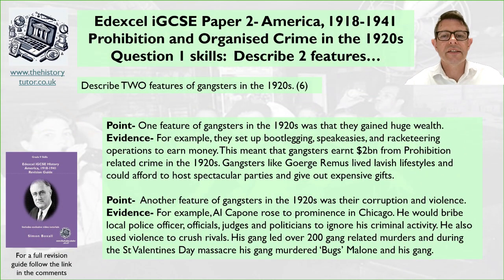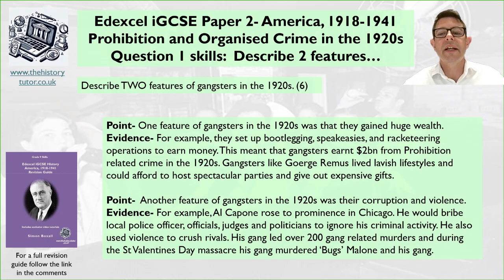Okay, so here's my idea. One feature of gangsters in the 1920s was that they gained huge wealth. Hopefully you thought of that idea. So, for example, they set up bootlegging, speakeasies and racketeering operations to earn money. This meant that gangsters earned $2 billion from prohibition-related crime in the 1920s. Gangsters like George Remus lived lavish lifestyles and could afford to host spectacular parties and give out expensive gifts.